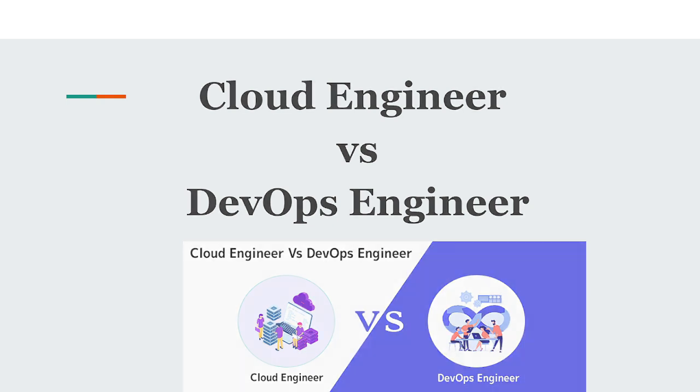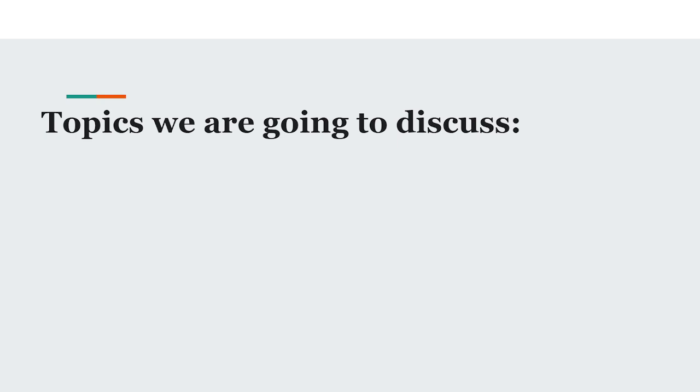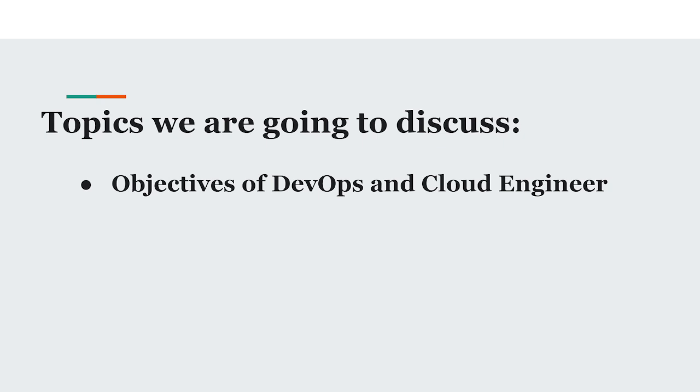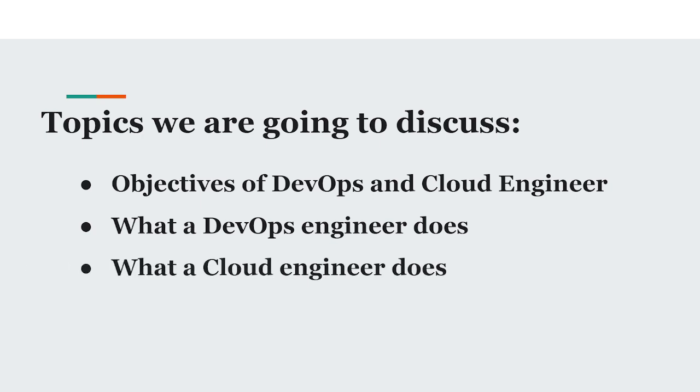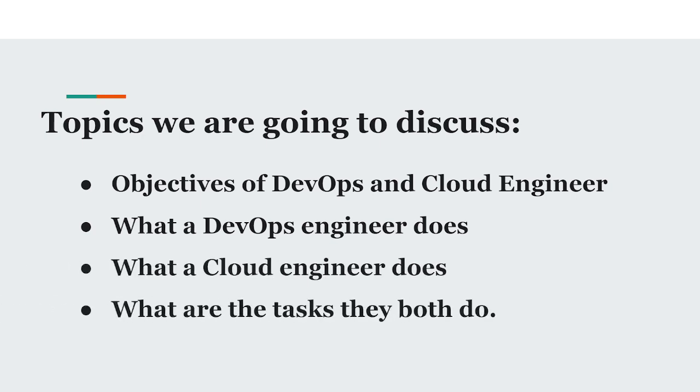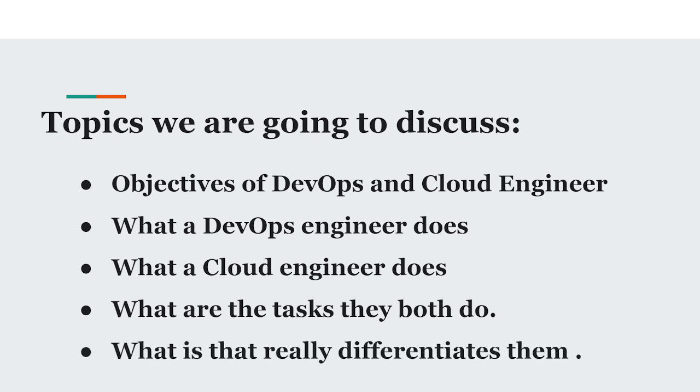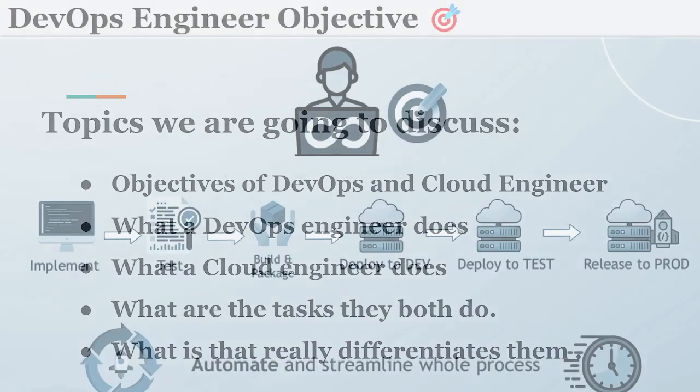And the topics we are going to discuss in this video are the objectives of DevOps and cloud engineer, what a DevOps engineer does, next what a cloud engineer does, next what tasks they are assigned to do, and lastly we will see what really differentiates them and draws a clear line between them.